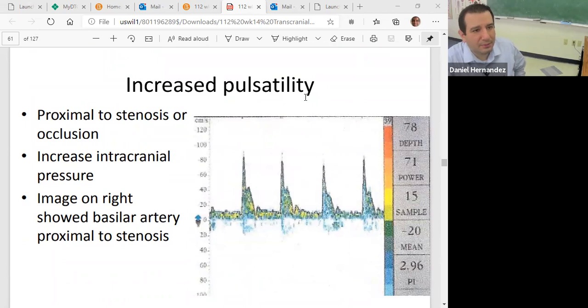So some of the things that we're looking for is going to be increased pulsatility. Proximal to stenosis or occlusion, we have increased intracranial pressure. The image on the right showed a basilar artery proximal to stenosis. This is a good example of how pre-stenotic we have a high resistant waveform. That blockage or stenosis is creating increased pressure upstream, which is going to result in us showing a high resistant waveform proximal to that stenosis.